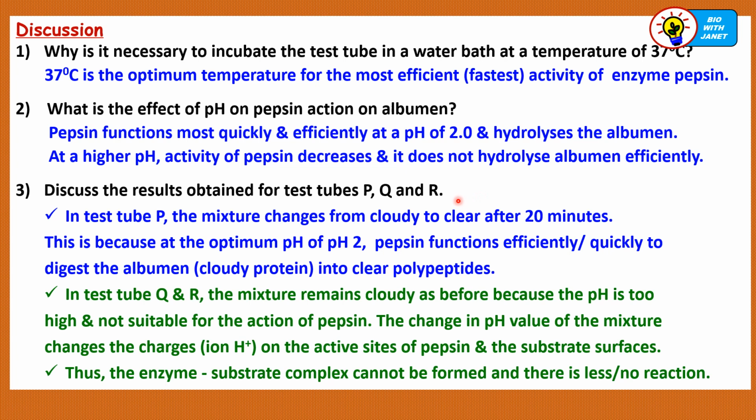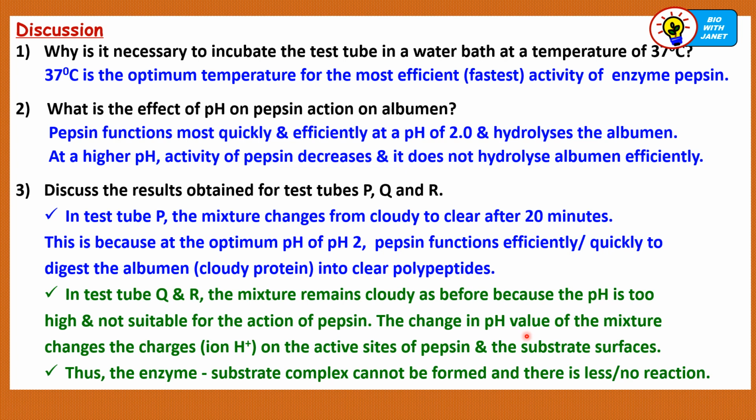Now, discuss the results obtained for test tubes P, Q, and R. In test tube P, the mixture changes from cloudy to clear after 20 minutes. Discuss means you have to explain why. This is because at the optimum pH of pH 2, pepsin functions efficiently and quickly to digest the albumin, the cloudy protein, into clear polypeptides. Now for Q and R, the mixture remains cloudy as before because the pH is too high, not suitable for the action of pepsin.